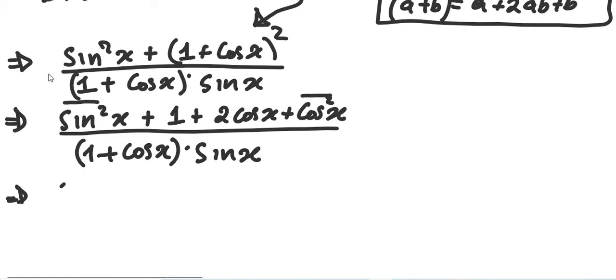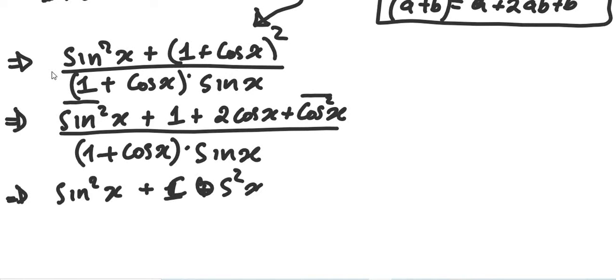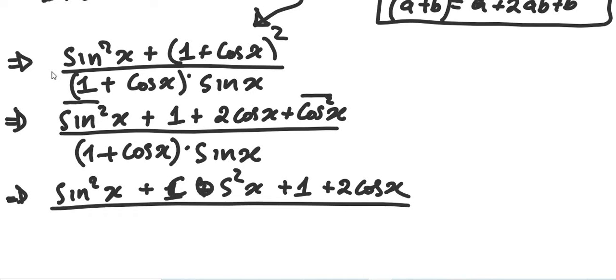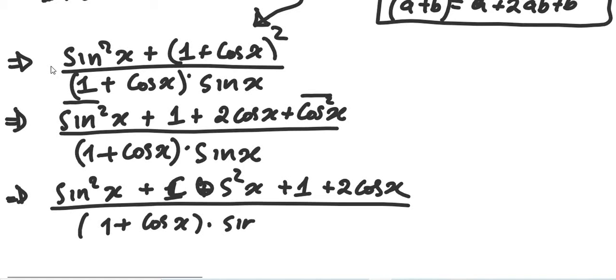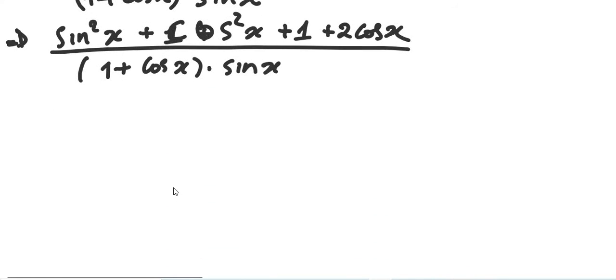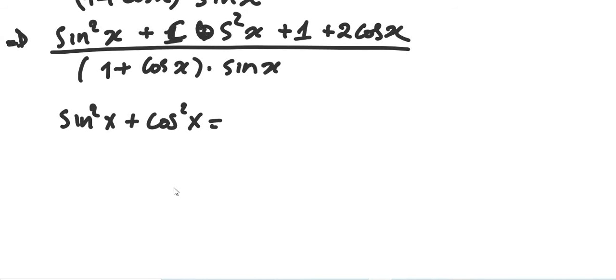So I will obtain sine square x plus 1 plus sine square x plus cos square x plus 1 plus 2 cos x, divided by (1 plus cos x) times sine x. Now I know that sine square x plus cos square x is equal to 1.